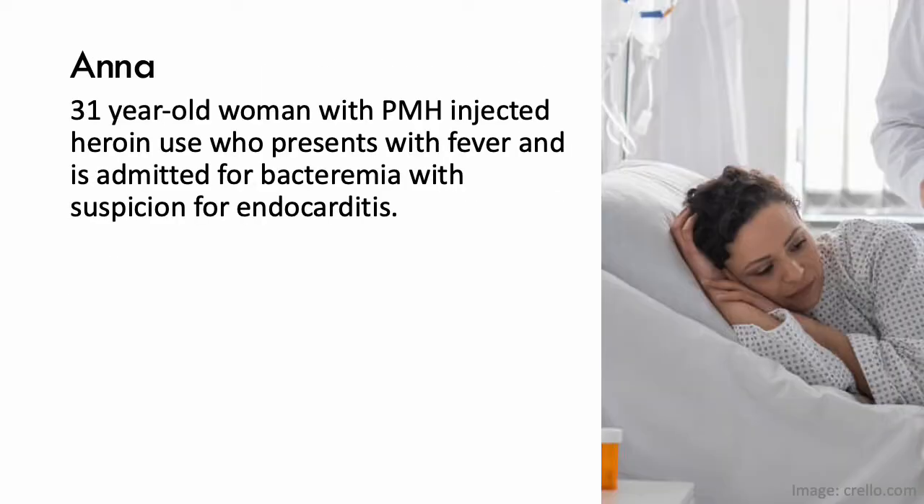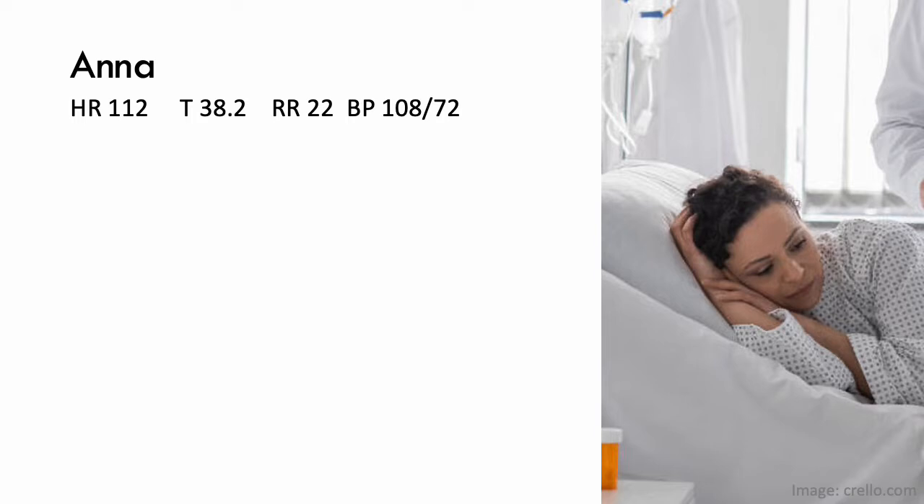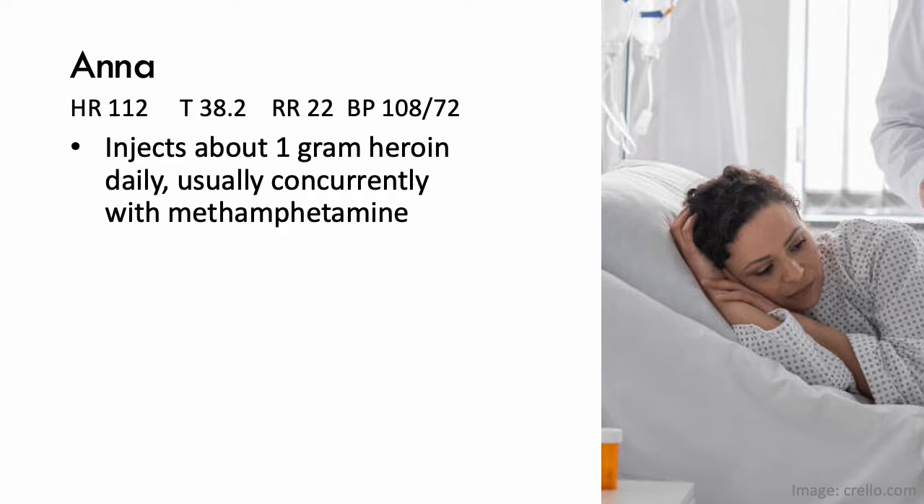Let's start with a case. This is Anna. She's a 31-year-old woman with a past medical history of injected heroin use who presents with a fever and is admitted for bacteremia with suspicion for endocarditis. On admission, her heart rate is 112, temperature 38.2 Celsius, respiratory rate 22, blood pressure 108/72. She reports to you that she injects about 1 gram of heroin over the course of each day, usually concurrently with some amount of methamphetamine.